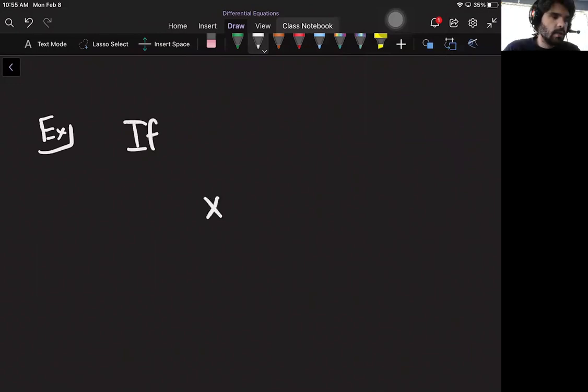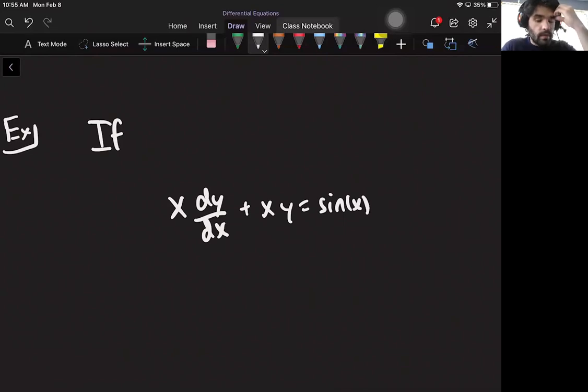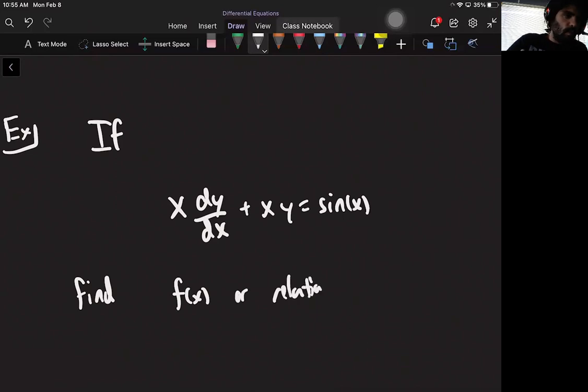Okay, so let's see an example. So an example, just to show you, it can be much different than what I just said. So you could be given something like this. It just has to relate the variables and the derivatives. So something like this is a perfectly good differential equation. And it's much harder looking, but we would want to try to do the same thing. We want to find the function or the relation solving this equation.